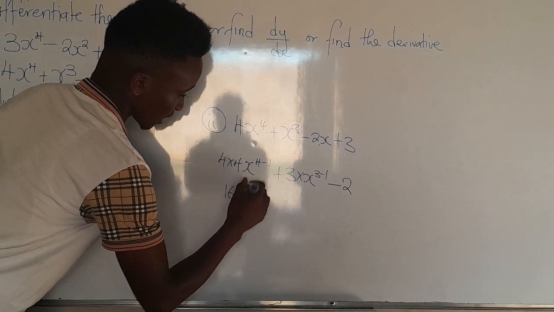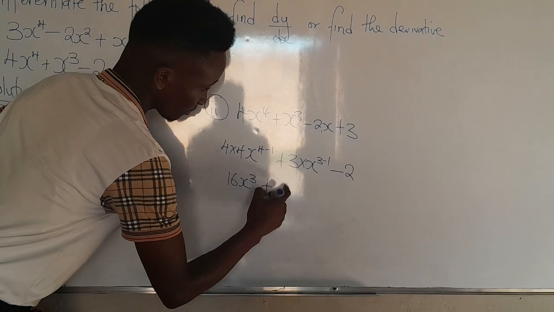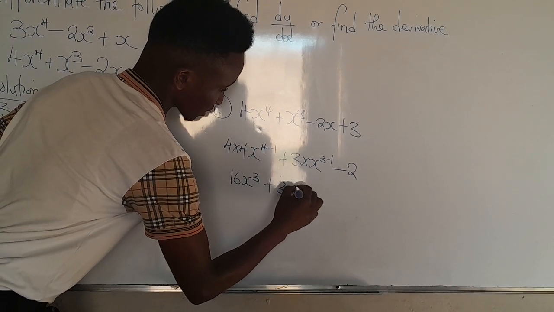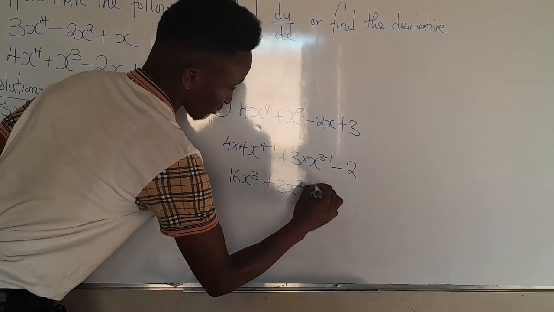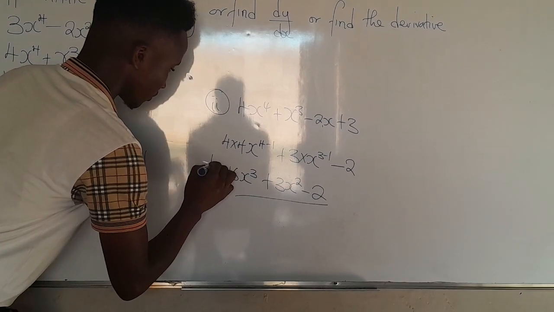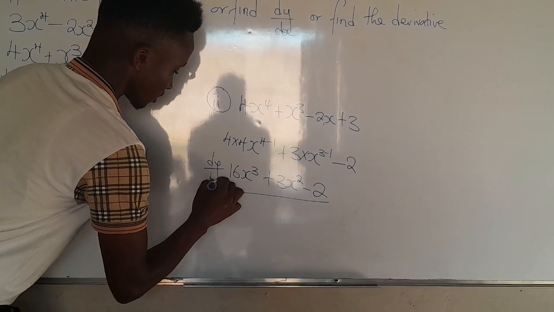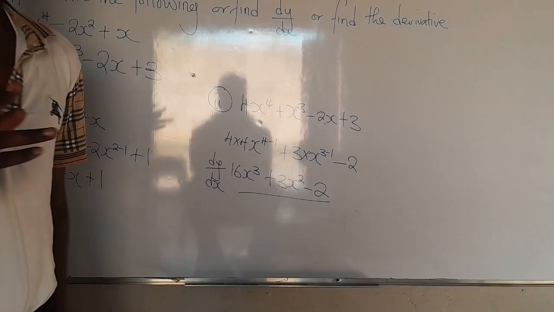16x. 4 minus 1 will give us 3, plus 3 times x will give us 3x. 3 minus 1 will give us 2, then finally minus 2. But I shouldn't forget to include my dy dx like that.